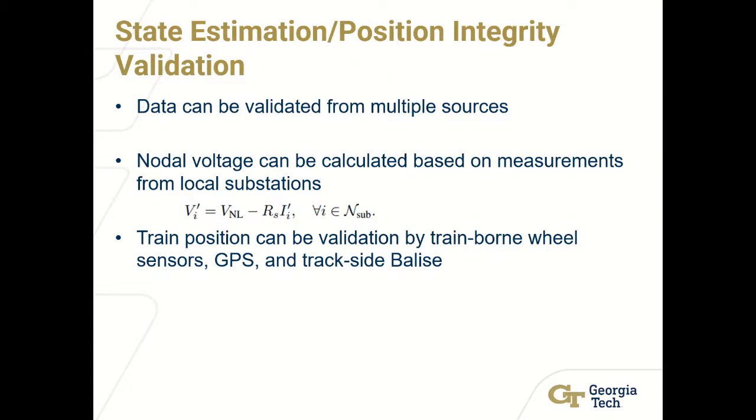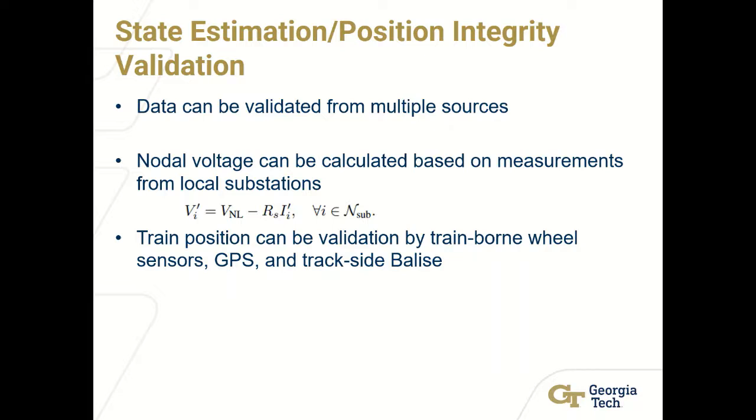State estimation and position integrity validation require that the data is validated from multiple sources. Nodal voltage can be calculated based on measurements from local substations by looking at the false voltage number provided and comparing it to V sub NL, which is the voltage with no load on the system, as well as looking at the resistance through that section of wire or rail times the measurement of current drawn.